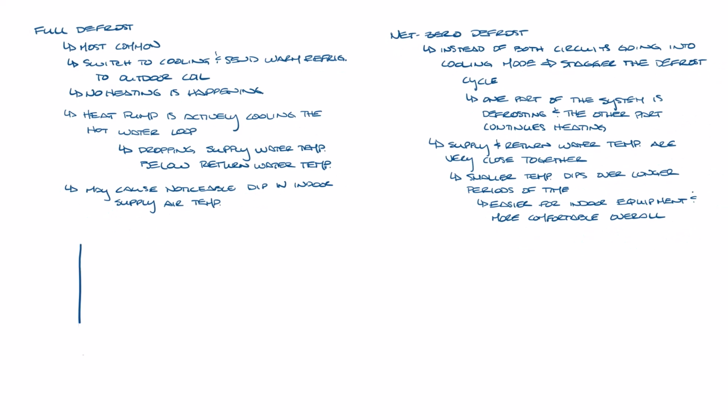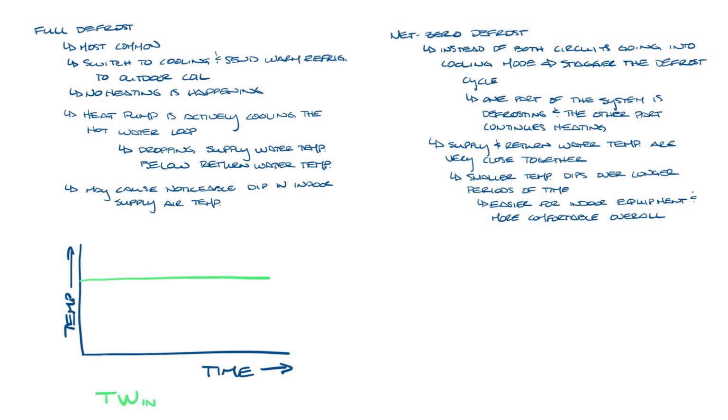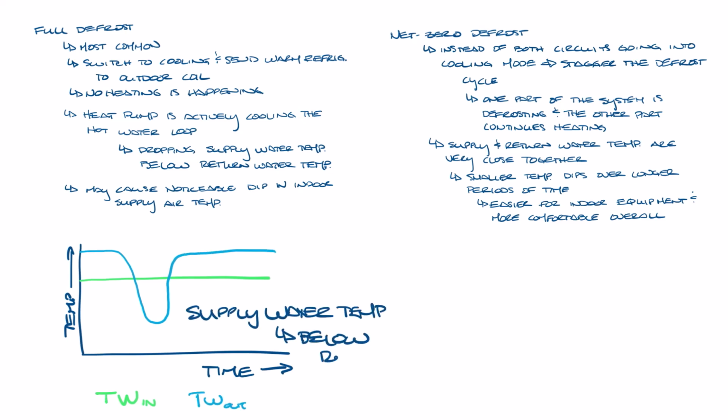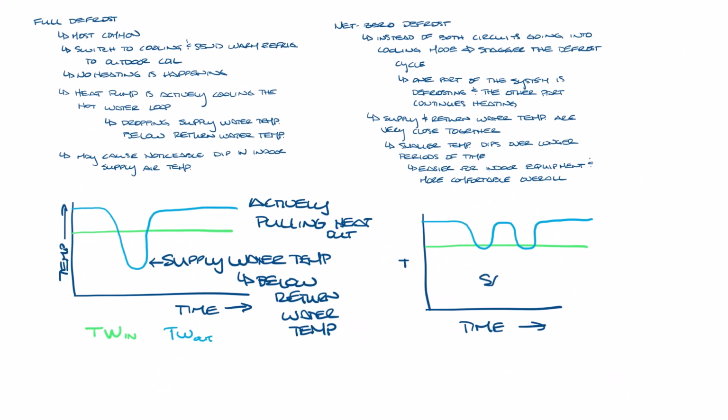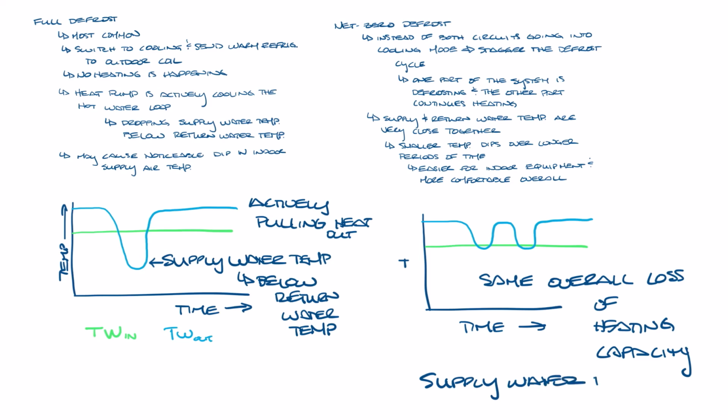If you graph the supply water and return water over time in a full defrost system, it'll kind of look like this. So this green line is the return water temperature, and the blue line is the supply water temperature, which dips below the return water temperature as we actively pull heat out during the defrost mode. But on the net zero defrost system, it'll look more like this. You'll have the dip in the supply water temperature for each defrost cycle, but they're staggered. So you have the same overall loss of heating capacity over a period of time, but the supply water only drops to about the same temperature as the return water because the circuits are offset.